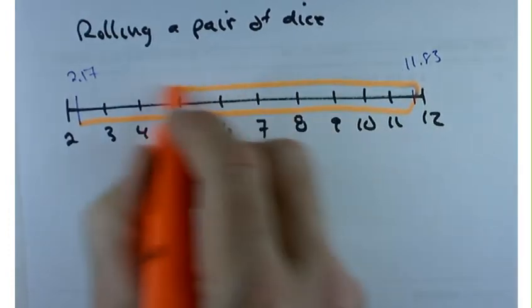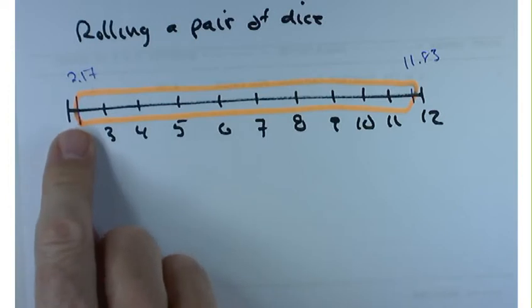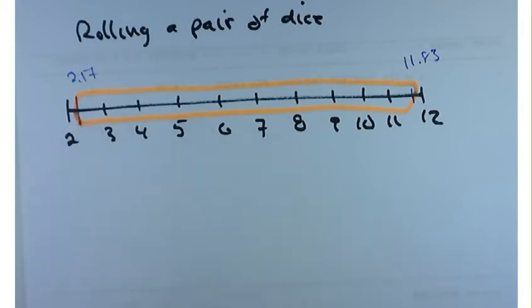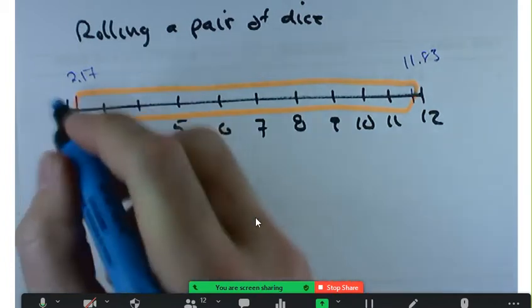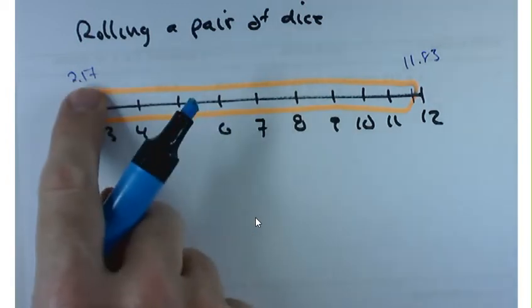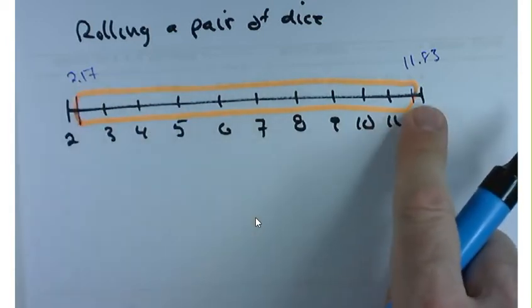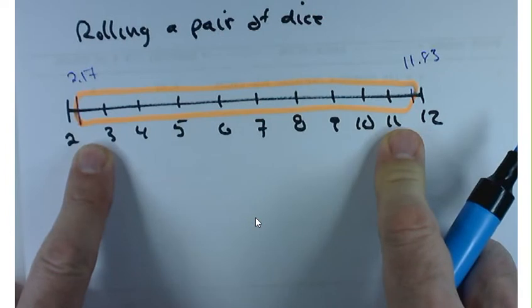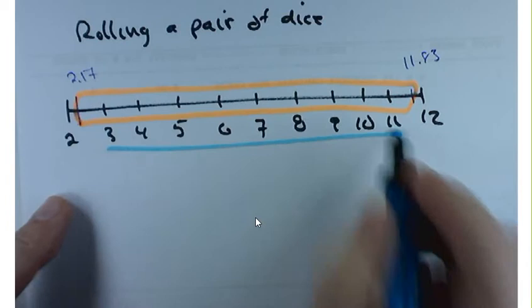Or maybe I should just say that they're not significantly high and not significantly low. Now, does this include the 2? If I rolled a 2, is that unusually low? Yeah, 2 is unusually low. That's not in this range. Now, can I actually roll a 2.17? No, not with a pair of dice. Nor can I roll 11.83. That's okay. It still sets the boundary. Basically, it sets the boundary for us right here, between 3 and 11.